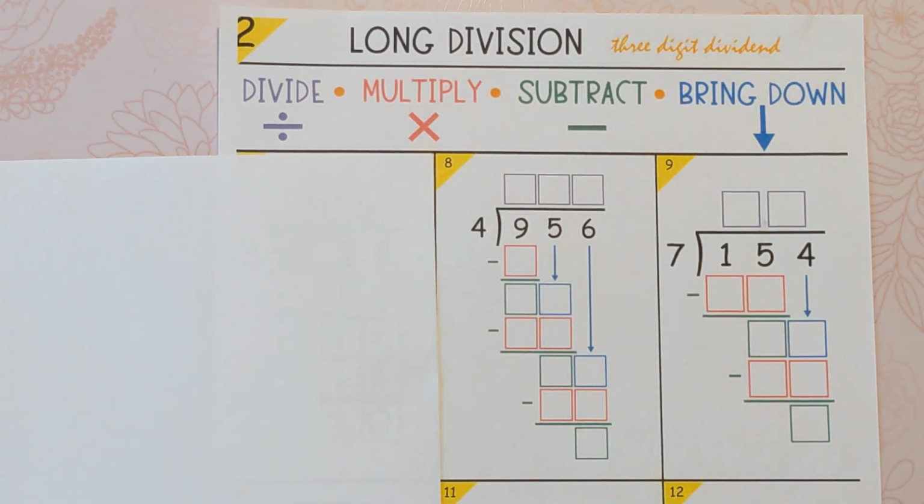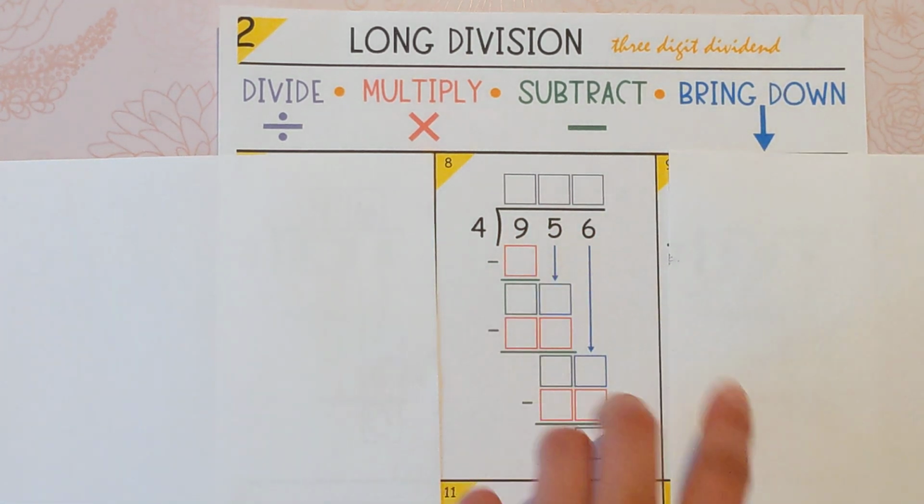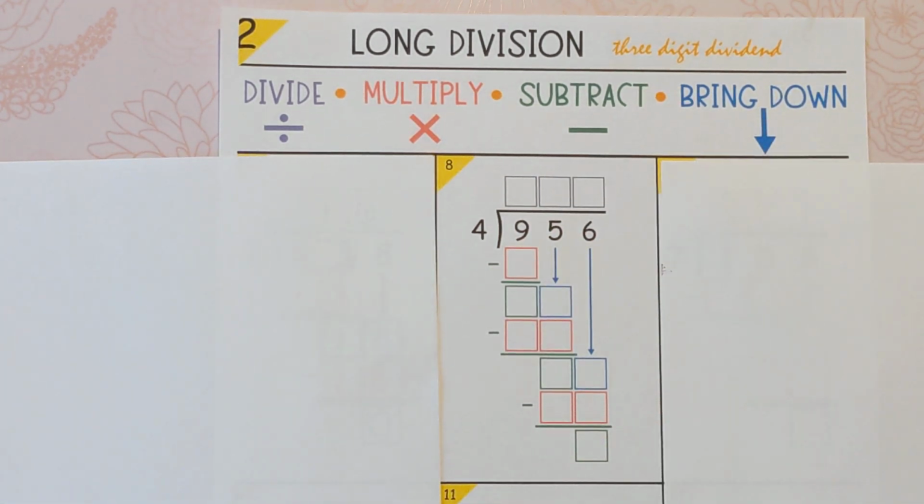We're using the standard algorithm: divide, multiply, subtract, bring down. We're doing 956 divided by 4. Let's go ahead and get started.